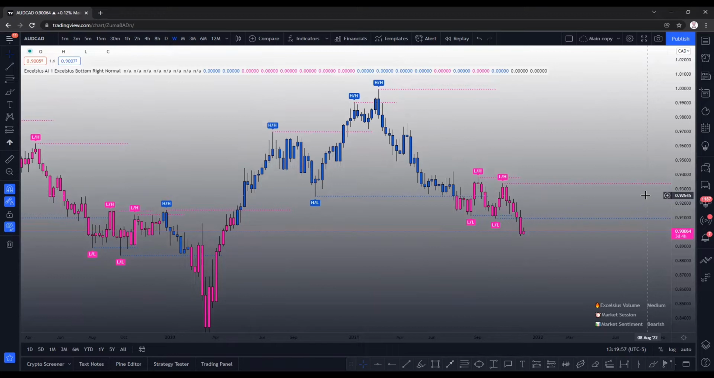I cannot stress enough, Excelsius was designed by traders, for investors, for overall market participants, for anyone and everyone. It is amazing. It's incredible. You look at what Excelsius can do. It can do anything for you. I just simply there said, you know what, I'm going to turn the signals off. Let me take a look at the structure here.